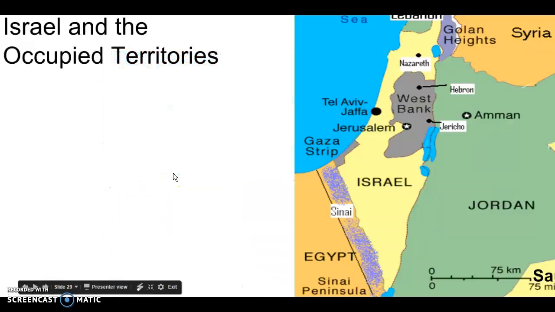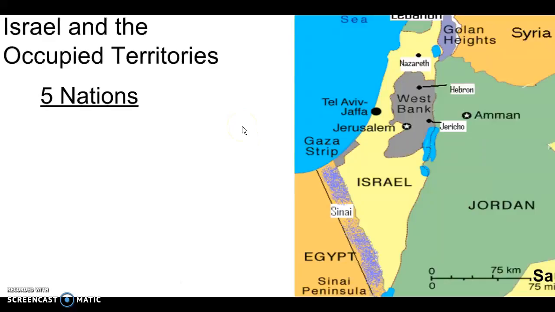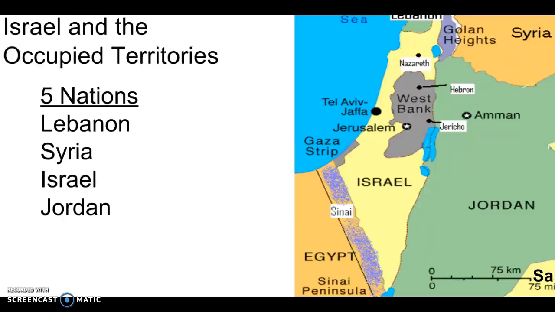So 6 bodies of water you should know, and let's focus here on the Mediterranean Sea, the Sea of Galilee, the Dead Sea, and the Gulf of Aqaba, with the Jordan River dividing the country of Jordan from Israel and the West Bank. There are 5 nations on this map: Lebanon, Syria, Israel, Jordan, and Egypt.